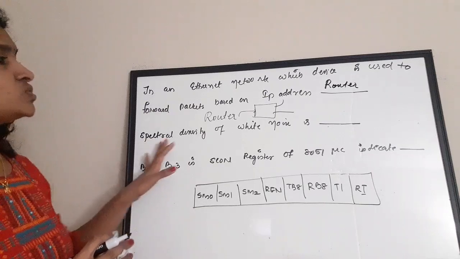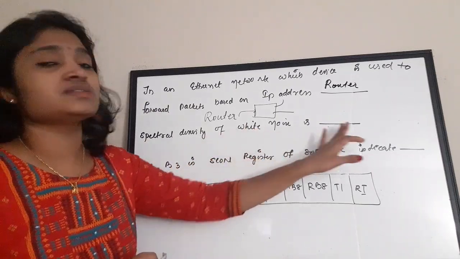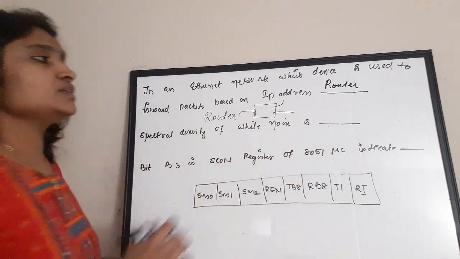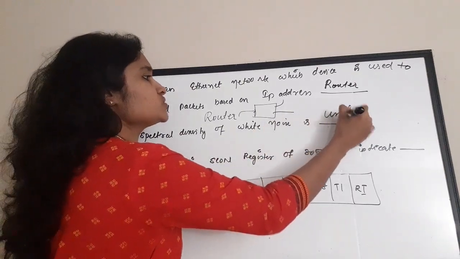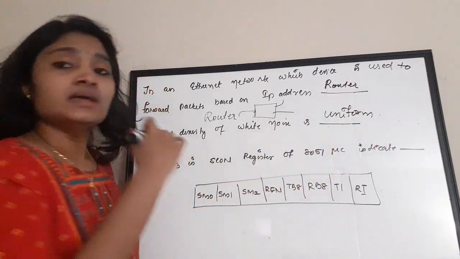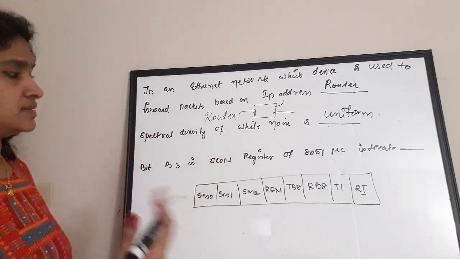Next question, spectral density of white noise is dash. The spectral density of white noise is uniform. Correct answer is it has a uniform spectral density.